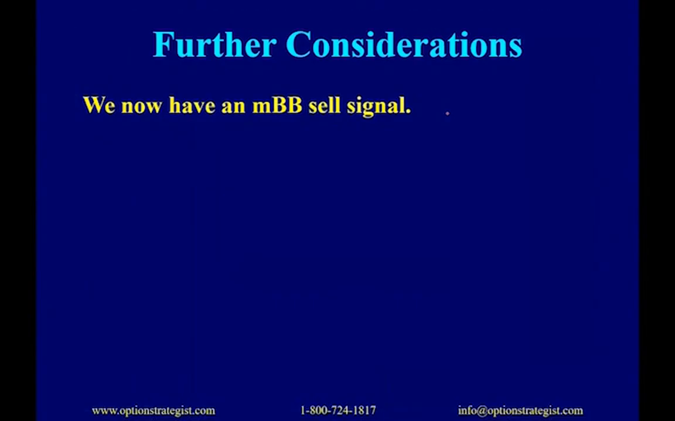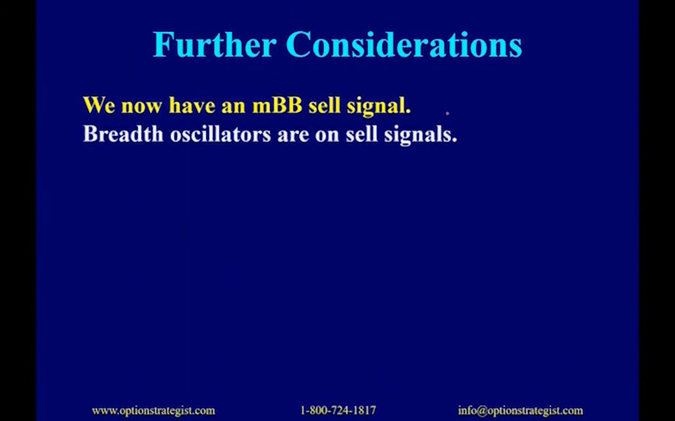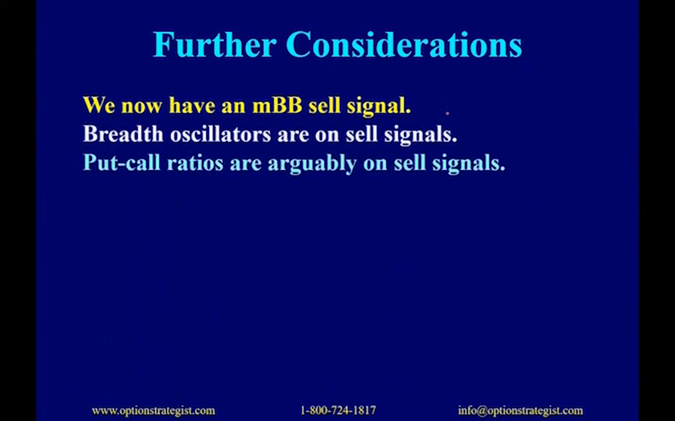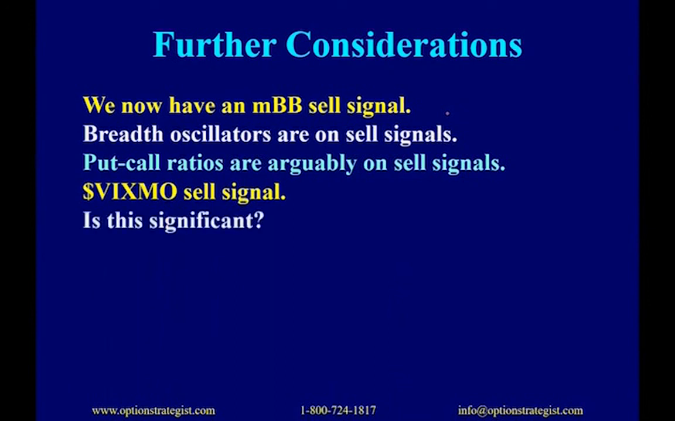Now, we have this modified Bollinger Band sell signal. We have breadth oscillators on sell signals. We have the put call ratios on sell signals according to the computer, and at the first little pullback in the market, they'll probably go to sell signals. We have this one I just explained, the VIX-MO sell signal. So is this significant? I mean, is this enough to turn the market?